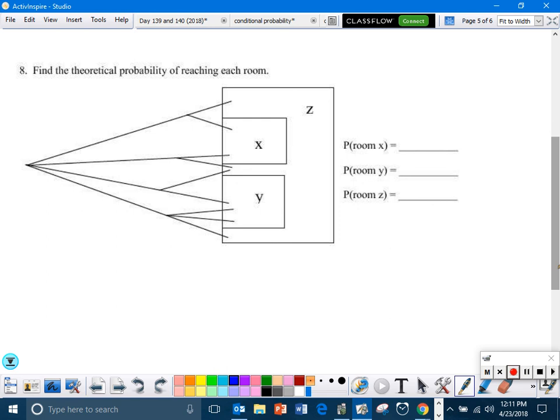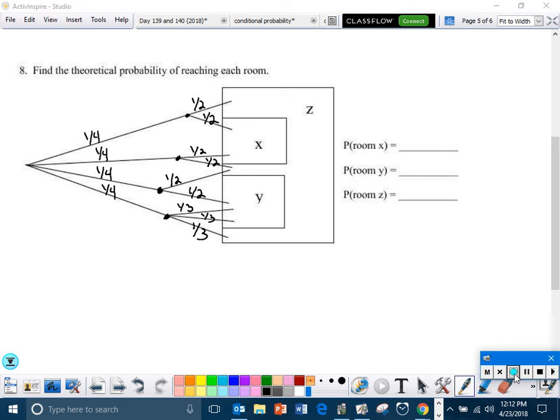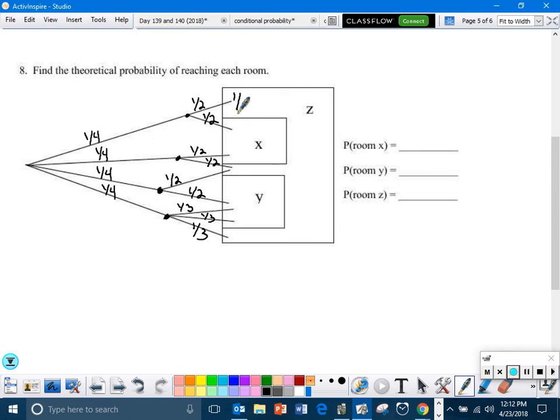All right, so we have 4 paths. 1/4, 1/4, 1/4, 1/4. Right here we have 2 paths. 1/2, 1/2. 2 paths. 1/2, 1/2. 3 paths. 1/3, 1/3, 1/3. Multiply each of those together, so then this would be 1/8, 1/8, 1/8.